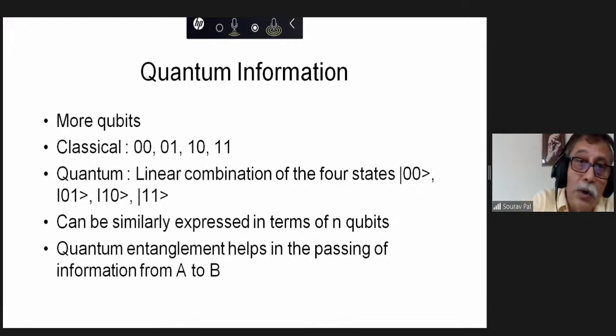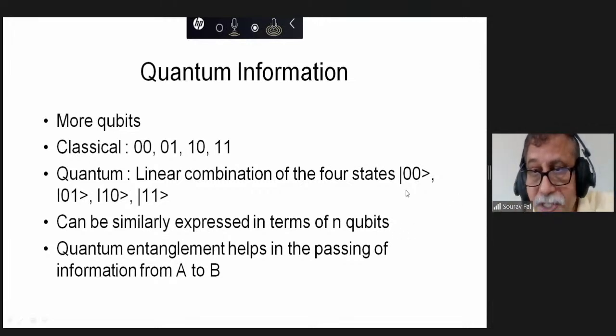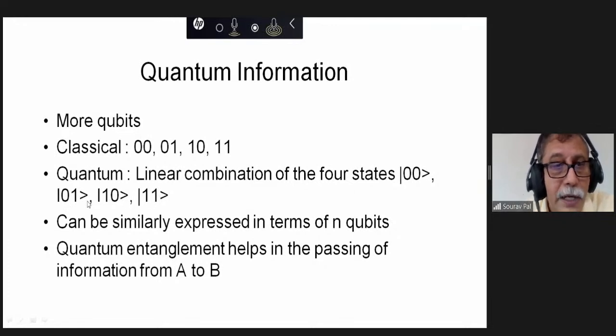So I can have now a linear combination of the 4 states just because I have two qubits. So I have a linear combination of the 4 states, 00, 01, 10, 11. Each of them is, you can say, a stationary state. And I'm making a combination, a superposition of these 4 states to generate many states.